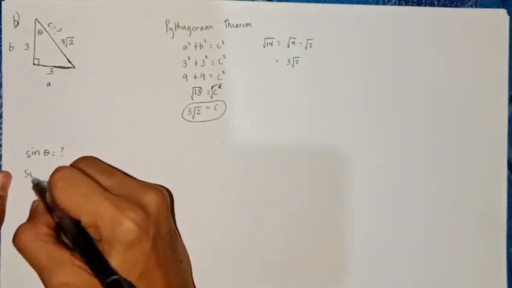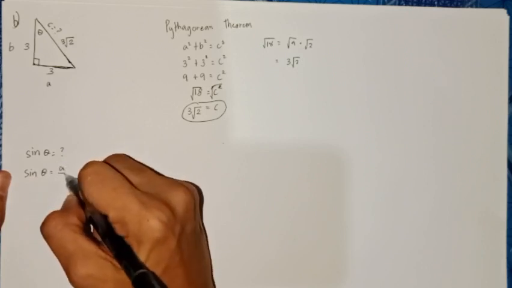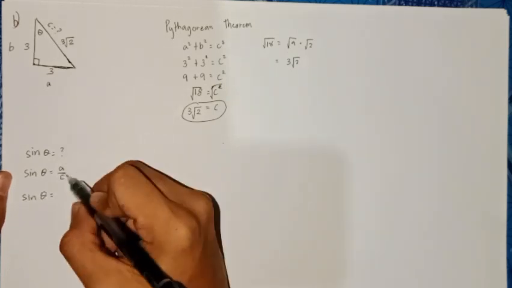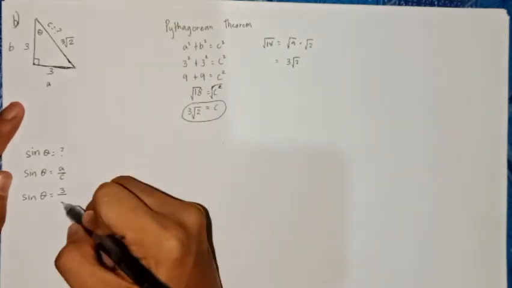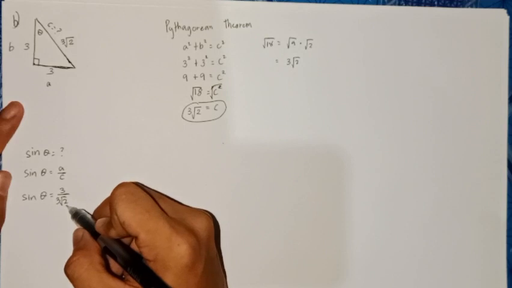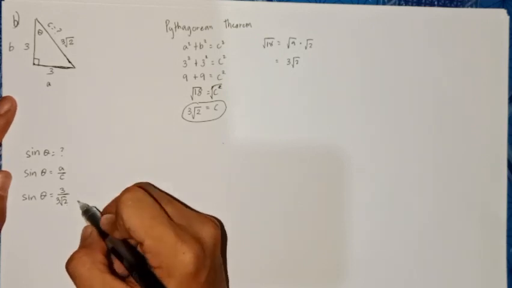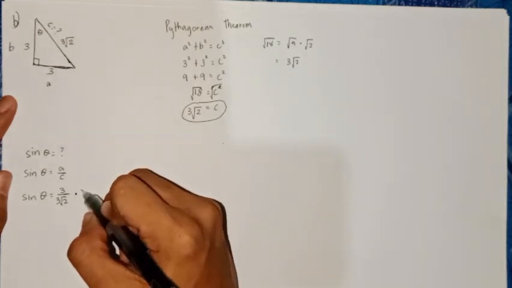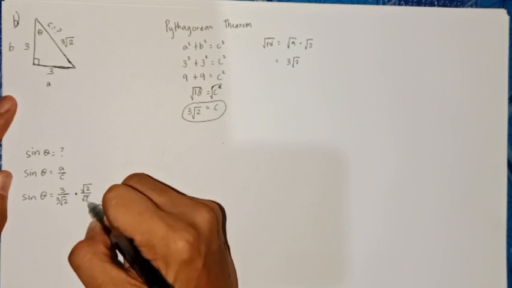So sine theta is equal to opposite over hypotenuse. So sine theta is equal to, our opposite is 3, and our hypotenuse is 3 square root of 2. Since it has a square root in the denominator, we need to rationalize its denominator. So by multiplying square root of 2 over square root of 2.